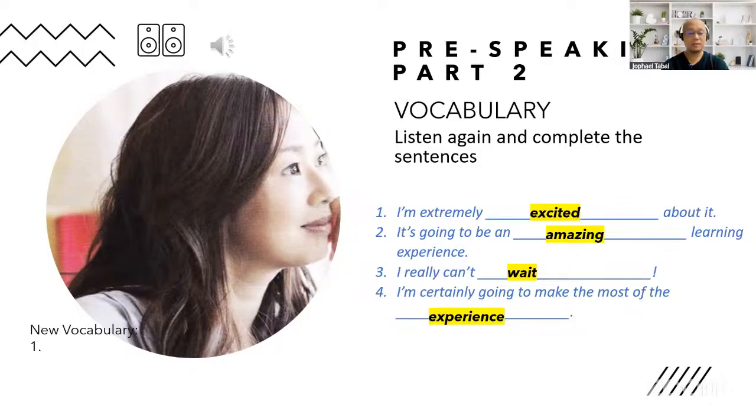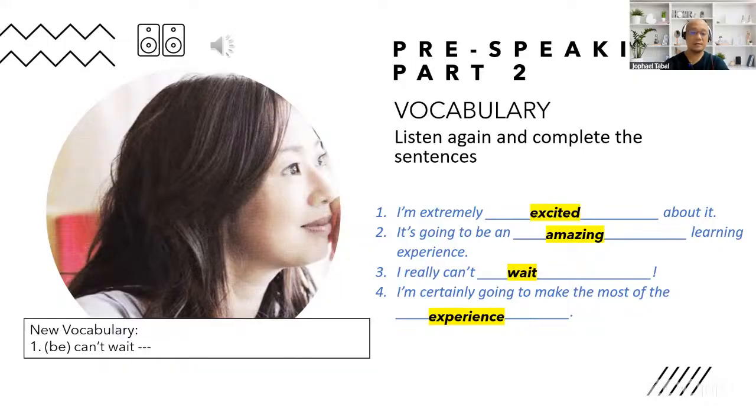So number 1 here is be can't wait. Okay. This is an expression. It means extremely excited. Be extremely excited. All right. So be here is be verbs. Be extremely excited.